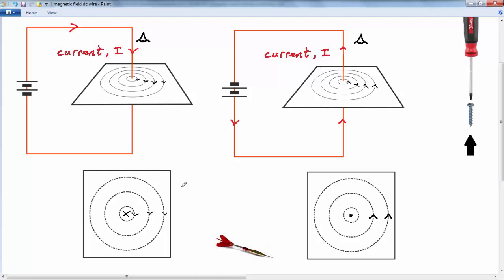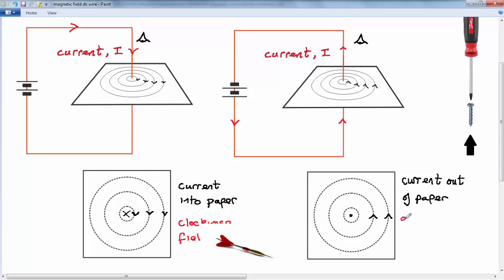Okay, so there we've got current into the paper. Here we've got current out of paper. That produces a clockwise field, this one anti-clockwise.